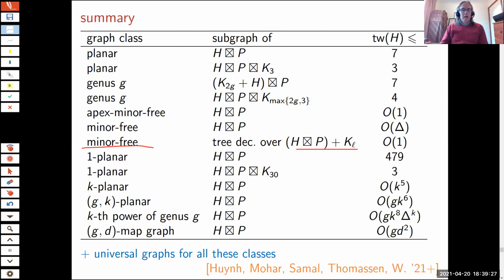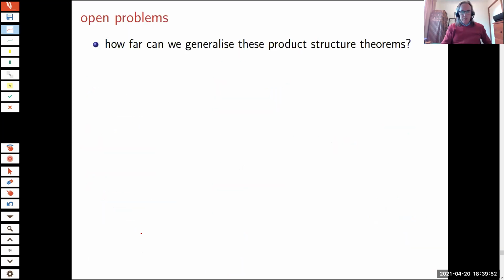And down here, there are a number of non-minor closed classes that I haven't gone into. The same method that works for, say, one-planar or k-planar or (g,k)-planar also works for something called map graphs. It works for powers of bounded degree graphs and several other things. All can be described in terms of these products. So let me finish with some open problems.